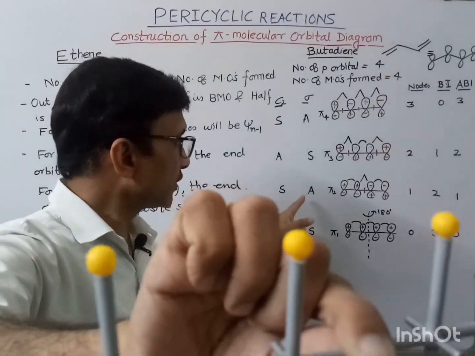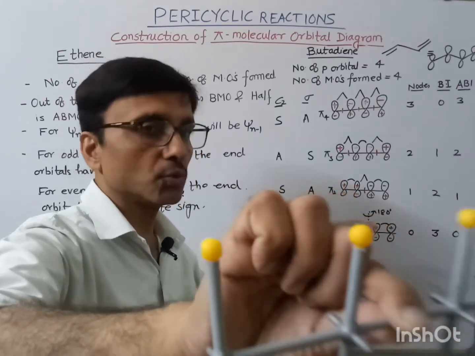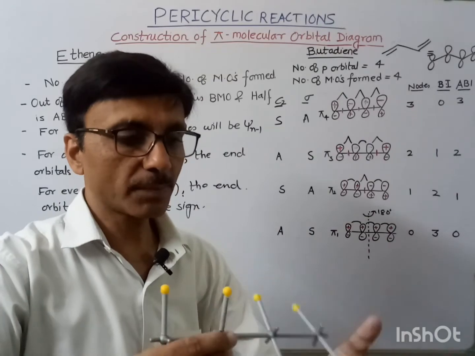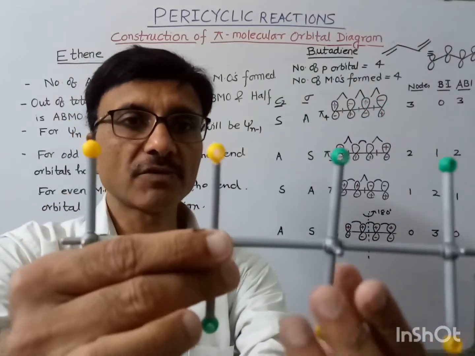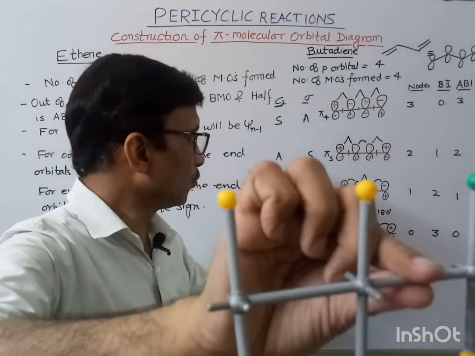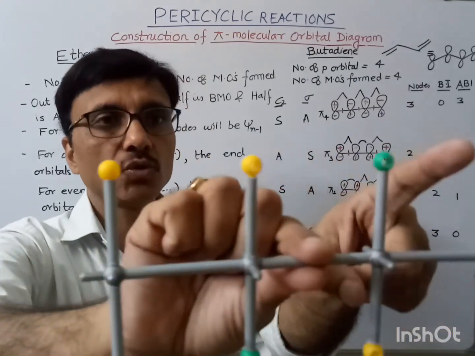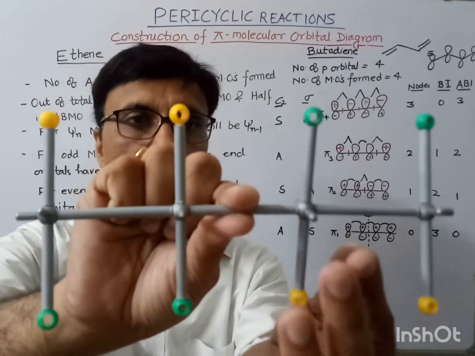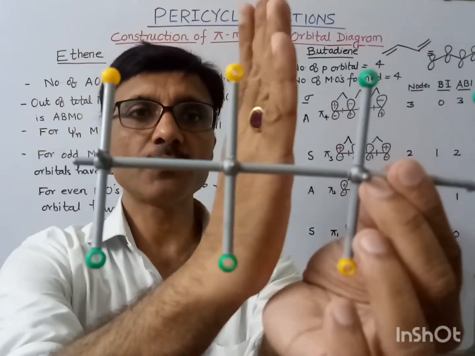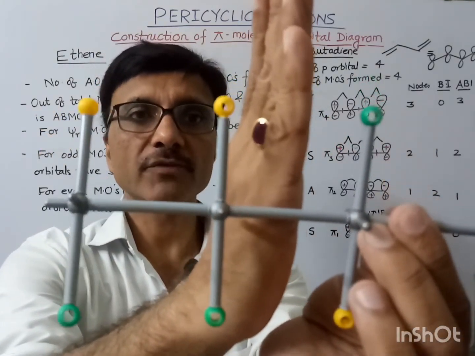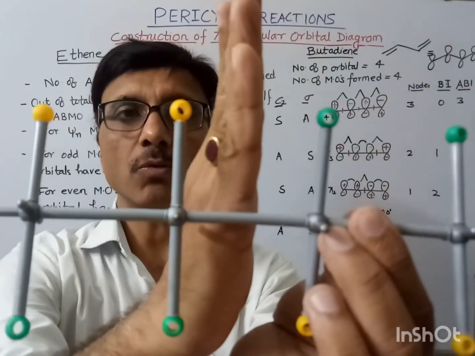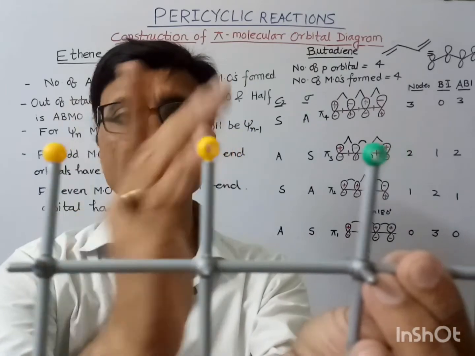Now let me see for this pi 2. What kind of pi 2 will you see? This is our pi 2. 2 positive here and 2 negative. Is this symmetric with respect to sigma? Now if you pass the mirror plane over here, then in front of the green ball you will find the yellow ball, in front of the green ball you will find the yellow ball.